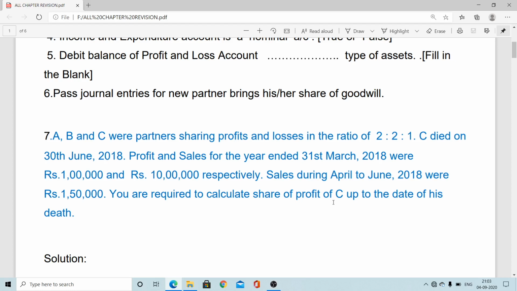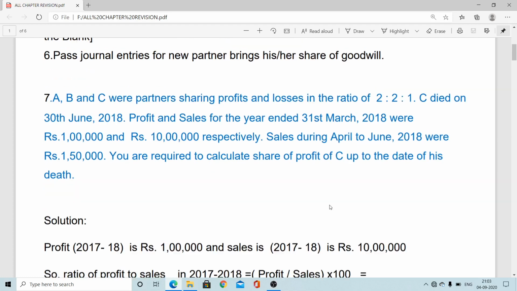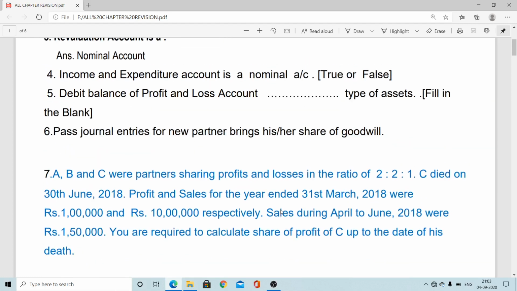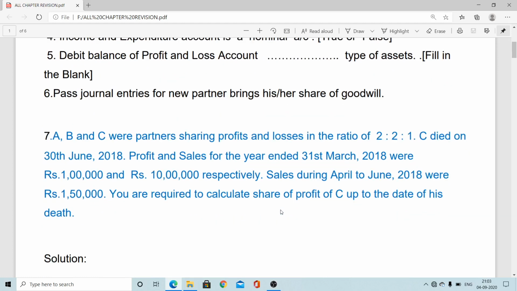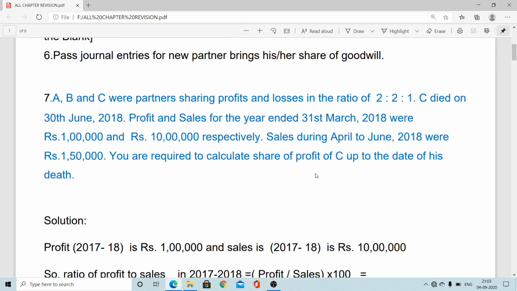After that we can find C's share of profit. C's share here is 1 by 5. So 15,000 into 1 by 5 will be C's share of profit. And we know the entry for that: profit and loss suspense account debit to that partner's capital.